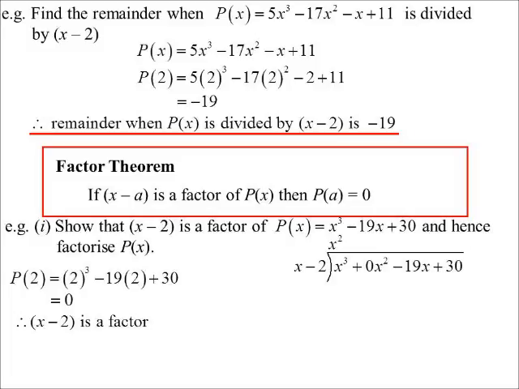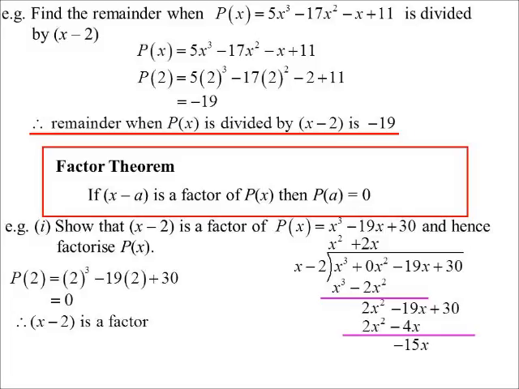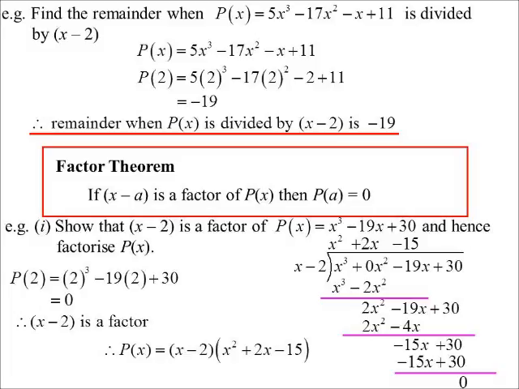So x into x cubed is x squared. Let's keep going. That brings up 2x squared. x into 2x squared, 2x. Keep going. x into minus 15x is minus 15. And sure enough, a remainder of 0. So that would be another way of showing there is a remainder of 0. So I know P(x) is (x minus 2)(x squared plus 2x minus 15).